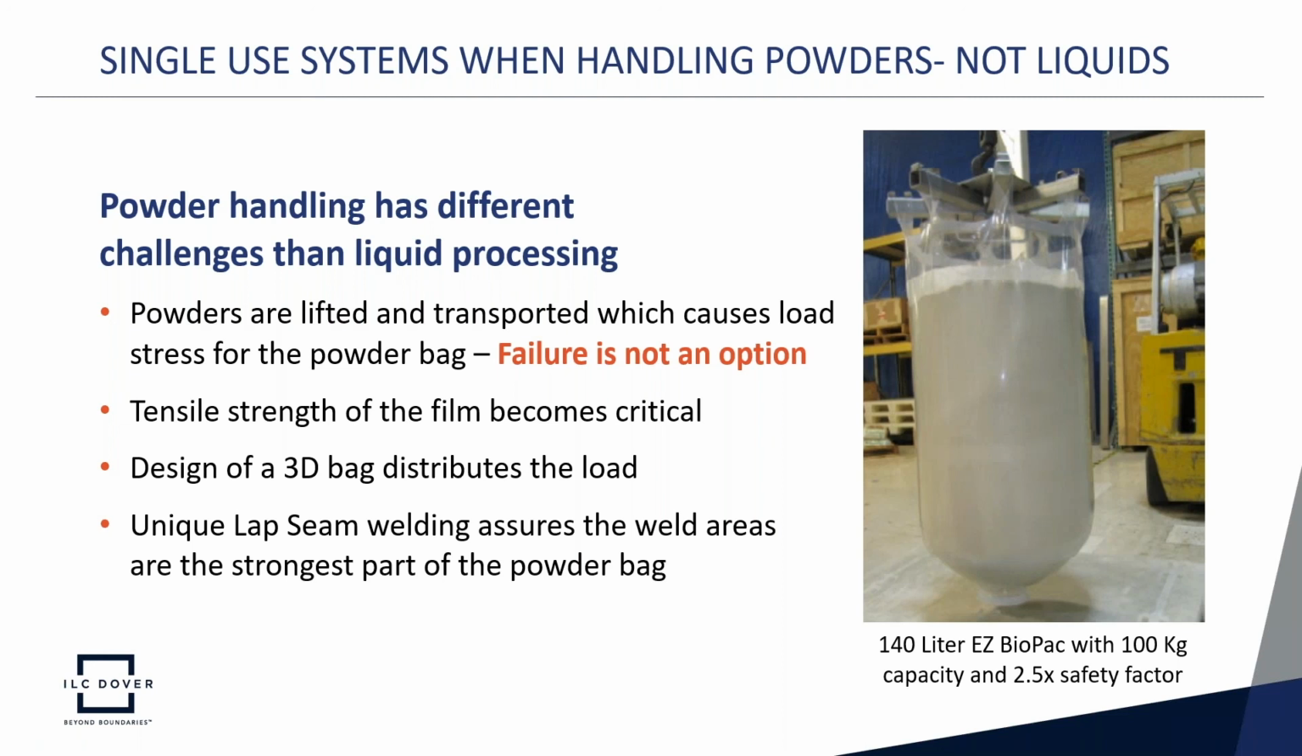So in this case, we need a very high tensile strength of the film because it's critical that we do not fail on moving that powder. And then we use a design of a 3D bag, which really distributes that load. Very interesting in how the design allows for the materials to yield a much higher strength when lifting the bag. And then unique welding processes like a lap seam weld to assure that the weld area becomes the strongest part of the powder bag. You can see here a single-use EZ BioPac that can go up to 140 liters and a 100 kilogram load and still maintain a 2.5 times safety factor.